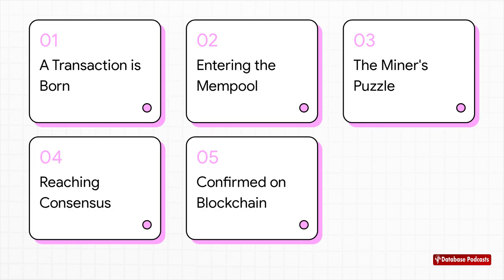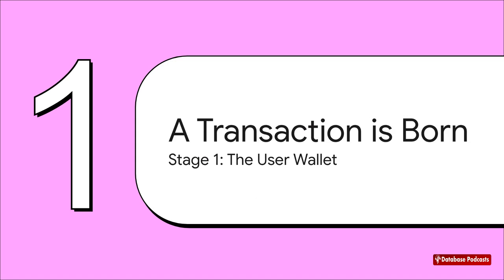We're going to follow the life of this transaction through 5 key stages. First, how it's born. Then, where it waits. We'll look at the puzzle miners have to solve, how the whole network agrees on the solution, and finally, how it gets confirmed on the blockchain for good. All right, first up, stage 1.